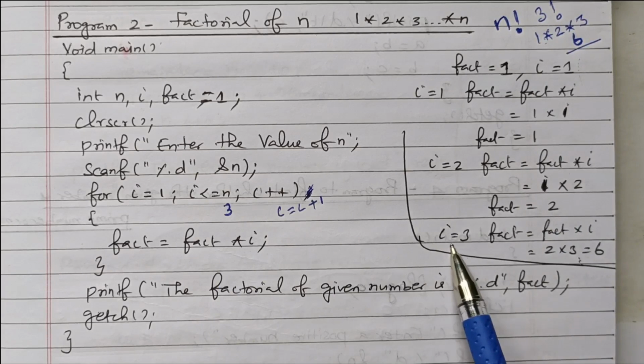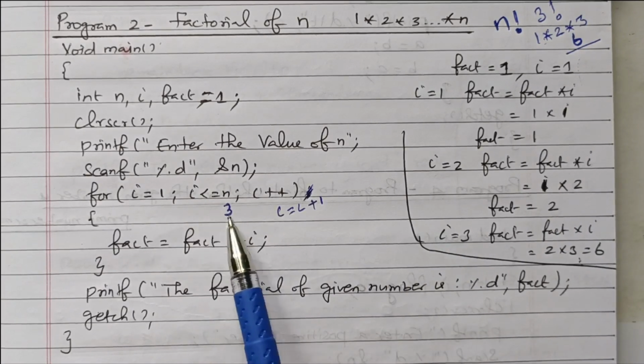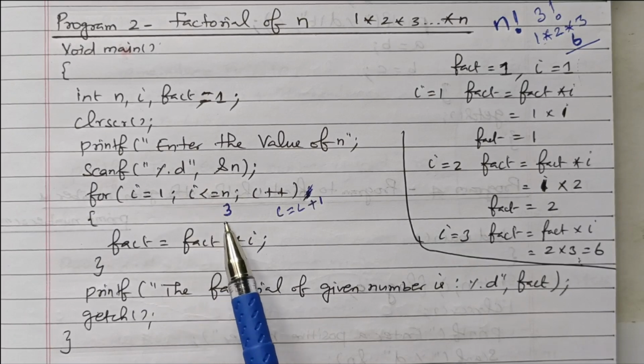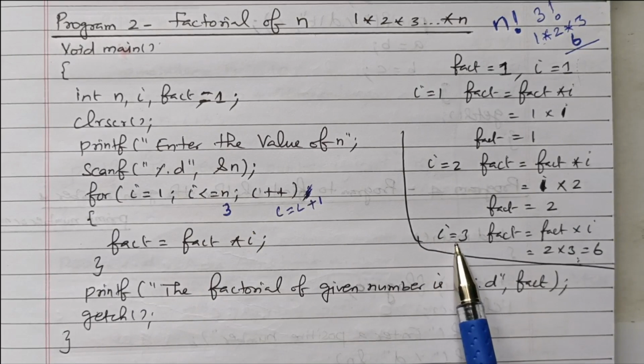So that I becomes 3. Right. So I is 3, n is also 3. So this condition is satisfied: 3 is less than or equal to 3. Equal is there. Right. Now also the condition is satisfied.